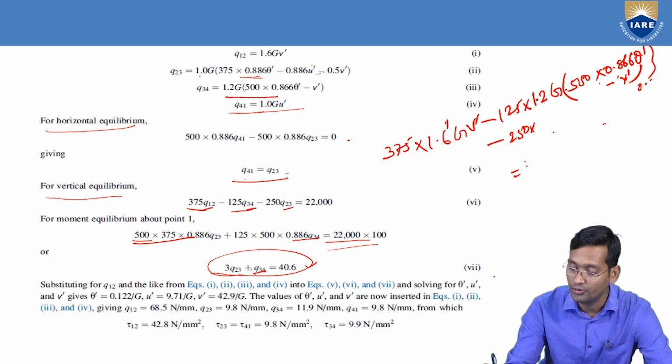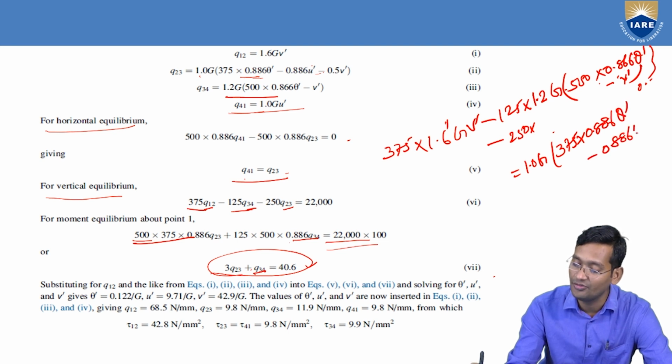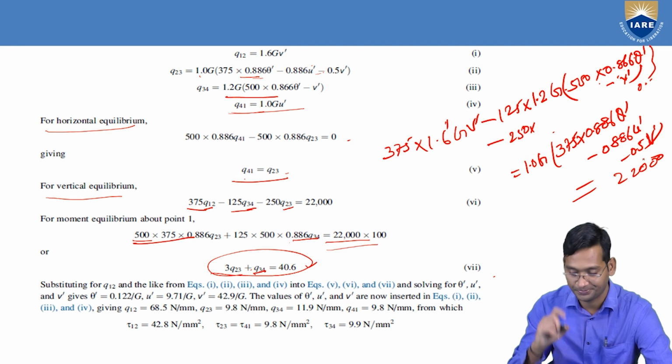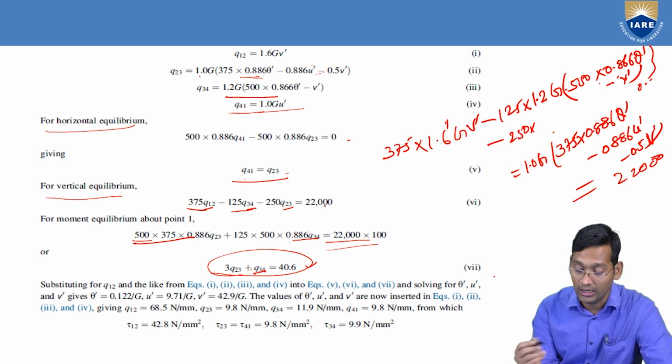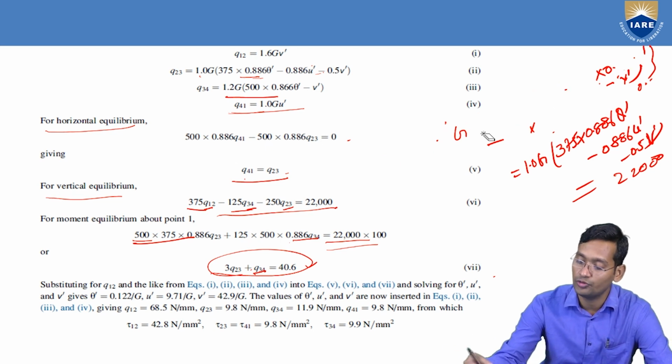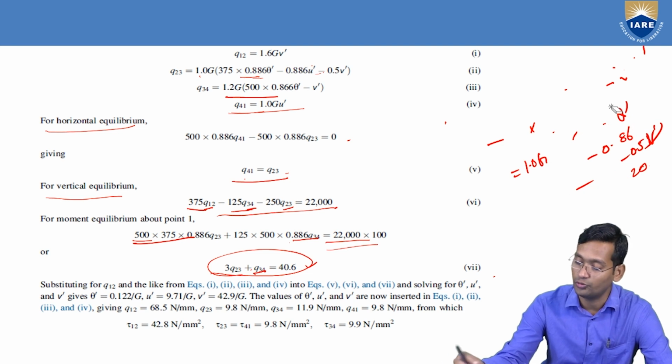Okay. So now substitute 1.0 G into 375 into 0.886 theta dash minus 0.886 U dash minus 0.5 V dash. Okay. That is there. That is equals to what? This whole equals to 22,000. Clear? So after substituting this one. Now in this also we have to substitute. So this is after substituting in 6. So now substitute in 7. For 7 what is required? Q23 and 34. Okay. So let's substitute for Q23 and Q34.